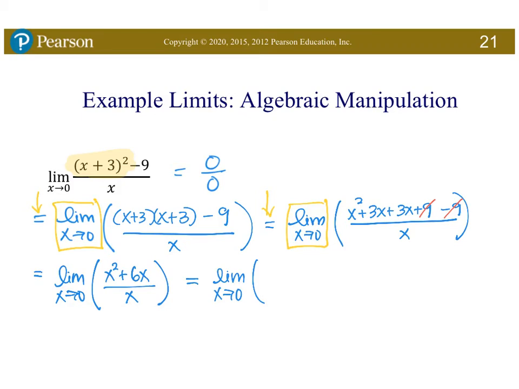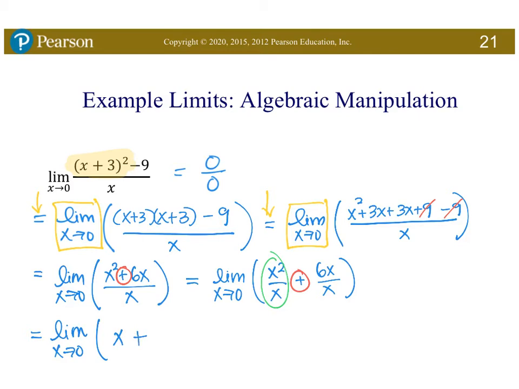Now I'm going to do common denominators. X squared over x, 6x over x. So now I have a common denominator. Again, that is legal. Only when you're adding and subtracting. This is an addition problem, so I have a common denominator. I'm going to do some more legal algebra. Equals, limit, x approaches 0, parentheses, always required as long as you're doing algebra. Now I'm going to reduce. X squared over x reduces to x, plus 6x over x reduces to 6.